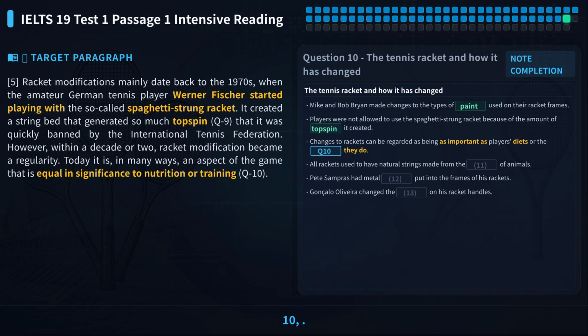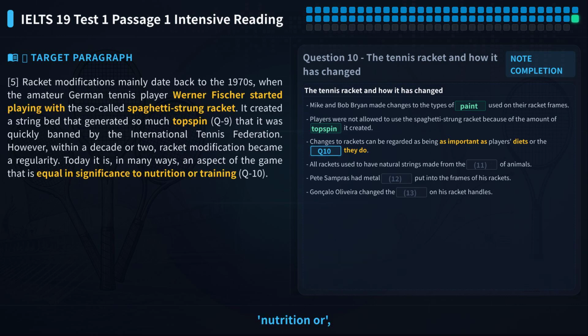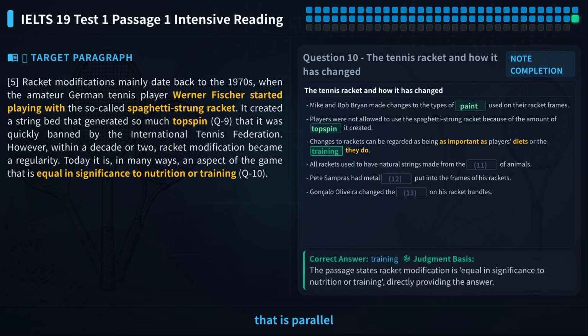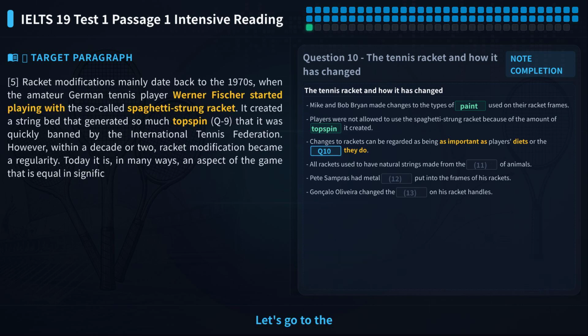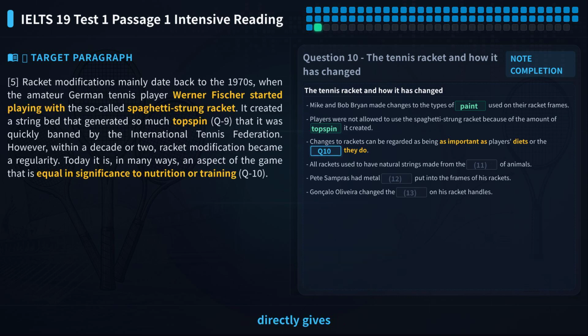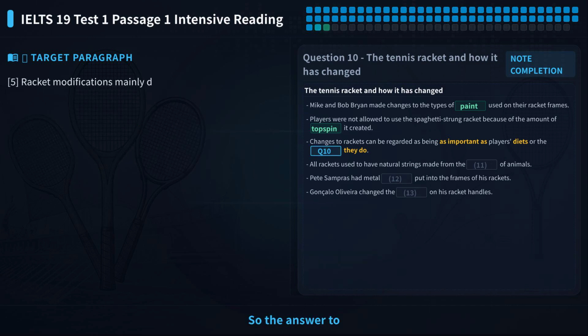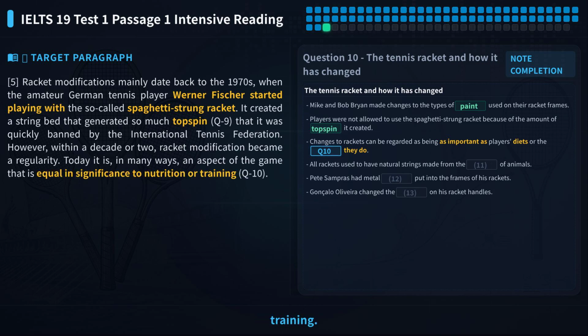Let's look at question 10. The text says racket modification is as important as nutrition or training. We need to find a noun for the blank. The blank is after nutrition or, so we need a noun that is parallel to nutrition. Let's go to the end of paragraph 5. The text says racket modification is as important as nutrition or training. The original text directly gives the word training. No replacement is needed. So the answer to question 10 is training.